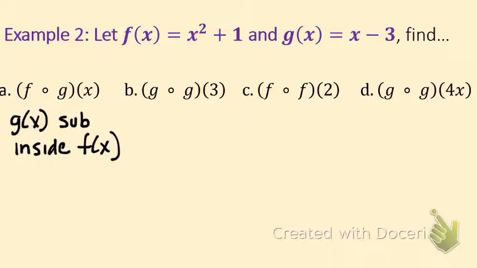So my f function says x squared plus 1. So I'm going to write this with parentheses. Instead of x squared, I'm going to put parentheses squared plus 1, because that's what my f function says. My f function says take x and square it and add 1. Now inside of the parentheses, put g of x, which is x minus 3. So now we have to do some algebra, because you have to square x minus 3.